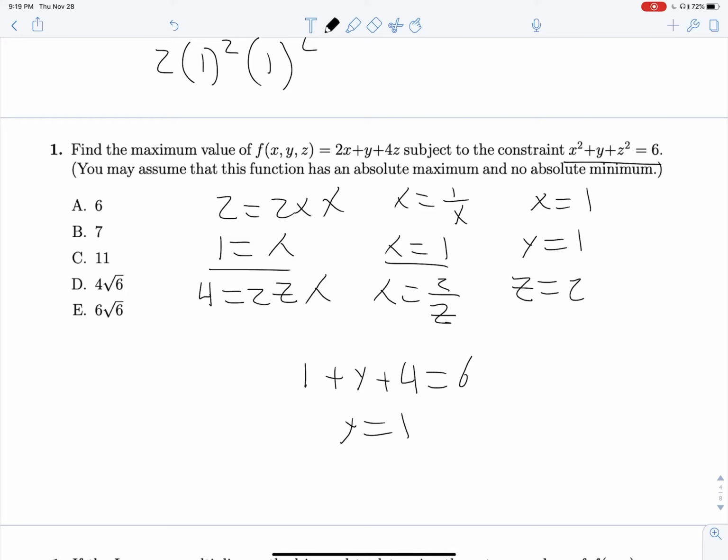So it's looking like it's going to give us a good absolute maximum. And we can just plug these guys in here. We're going to get 2 plus 1 plus 8, which will be 11. And we're done.